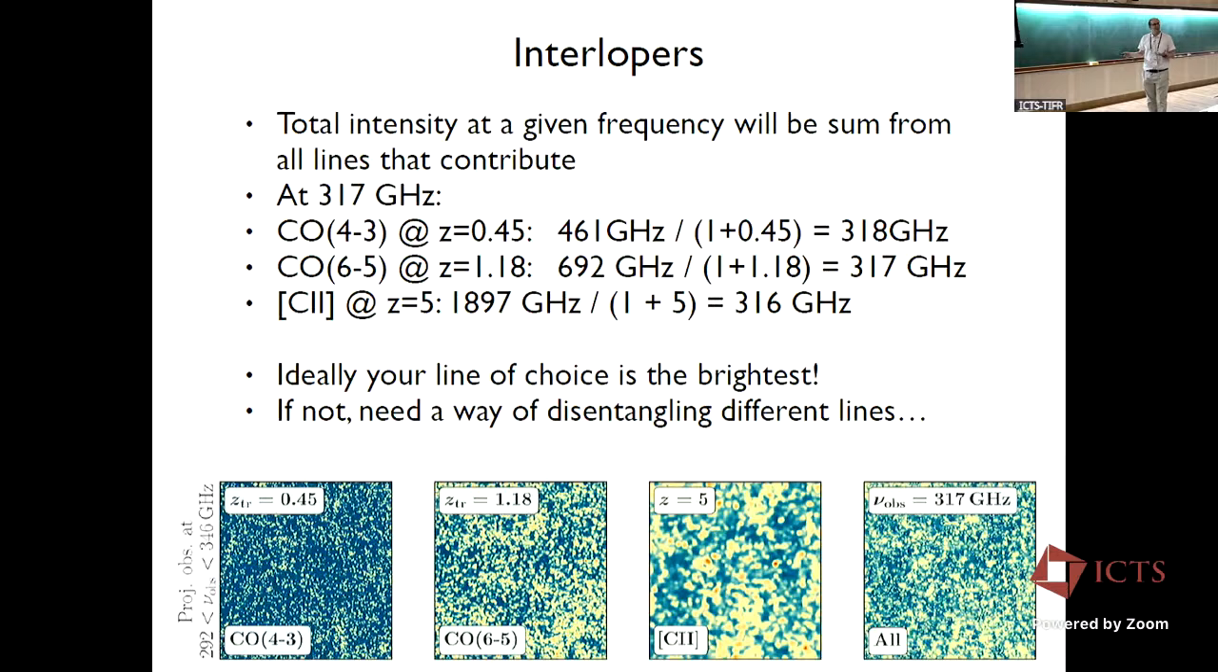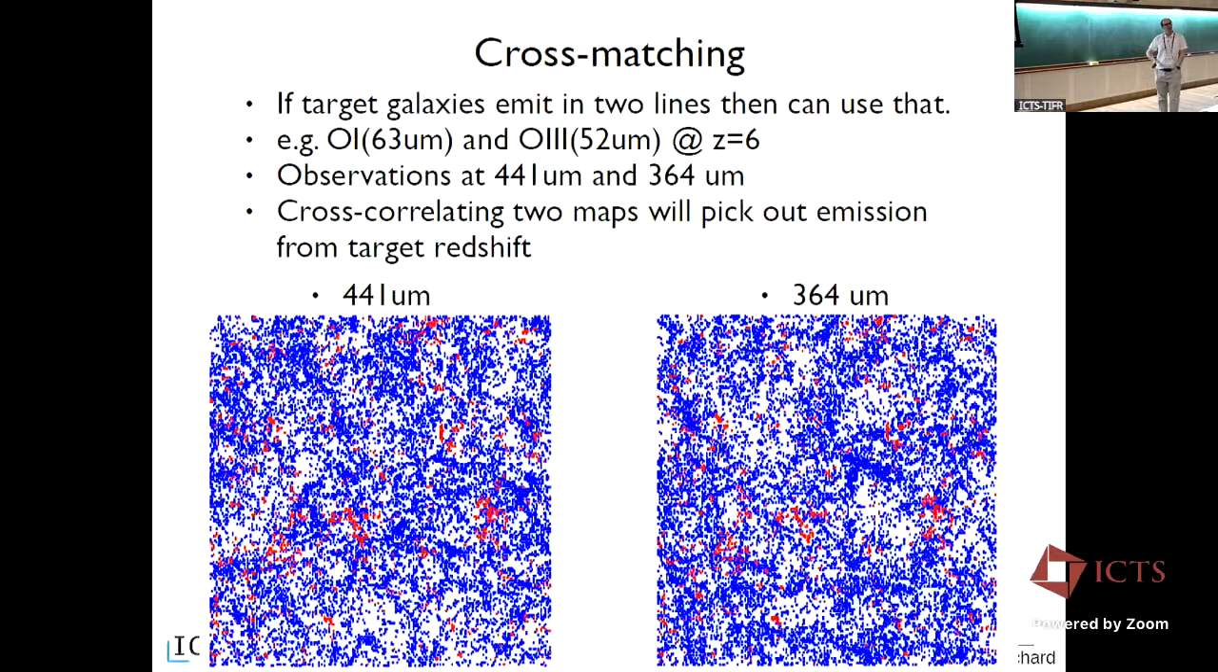So in an ideal world, that's not a problem because one of these is much brighter than the other ones, and that's the one that you want to look at. And then maybe you can ignore the other ones. That seems far too easy, doesn't it? If we are looking at high redshift ones, that will tend to be the faintest one. And so we'll need a way of disentangling it from these other lines in order to pick that one out. But that's something that we can imagine doing. So we can imagine having maps at different frequencies and cross-matching them to pick out the emission from galaxies at some target redshift.